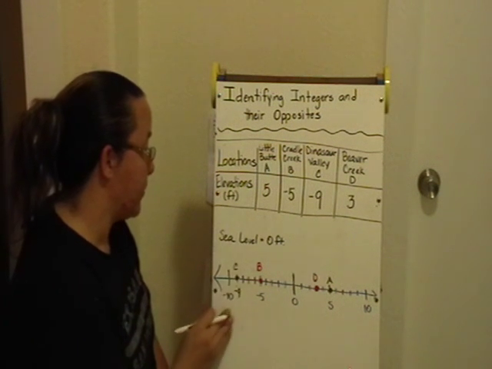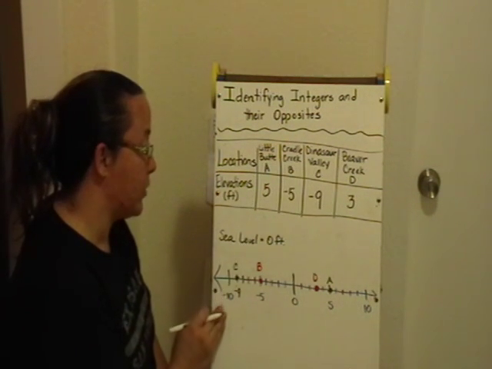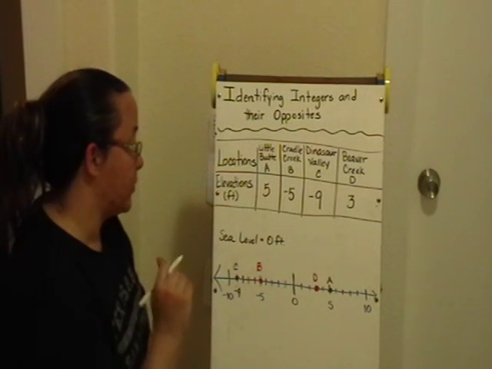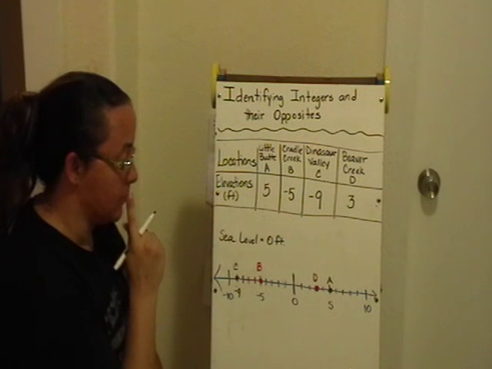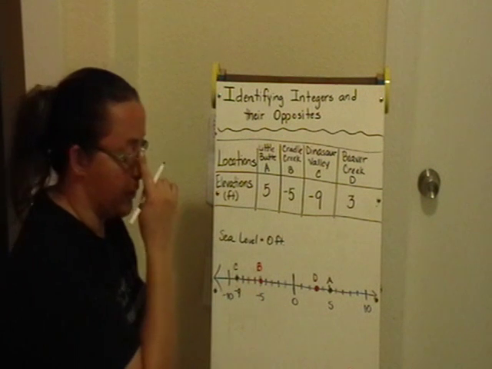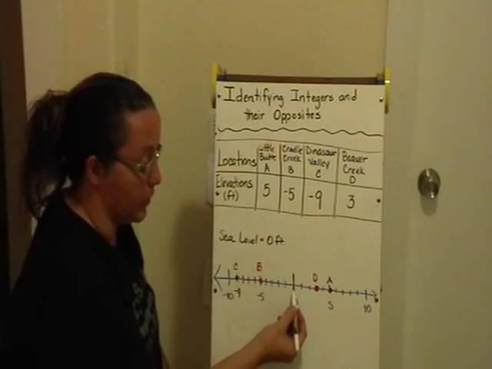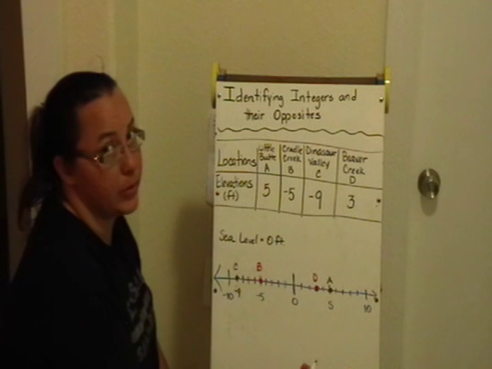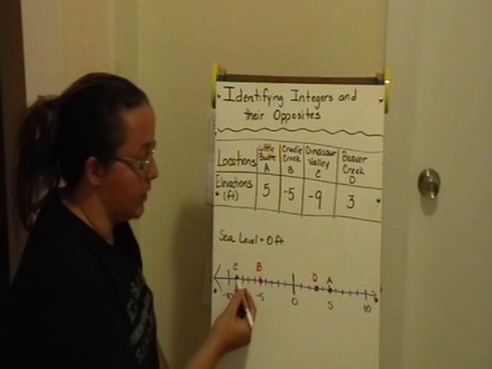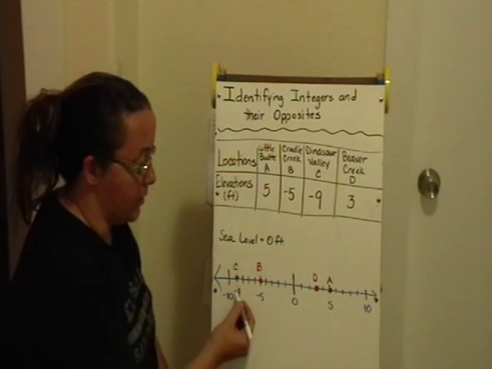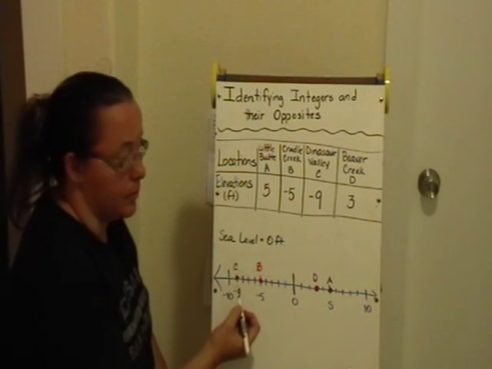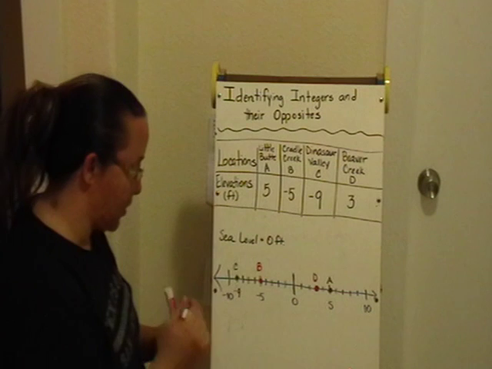So at this point, I want you to consider which location has the lowest sea level. And it's not just the value of the number that we have to consider. The lowest sea level is going to be the farthest below 0, the farthest below sea level. And in this case, point C, which is Dinosaur Valley, at 9 feet below sea level, is going to be the furthest or lowest point from sea level.